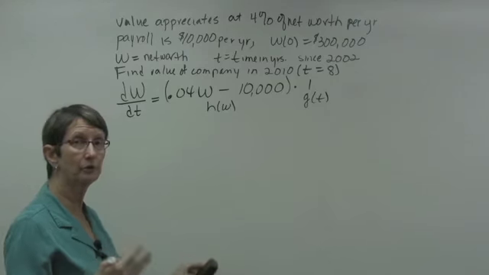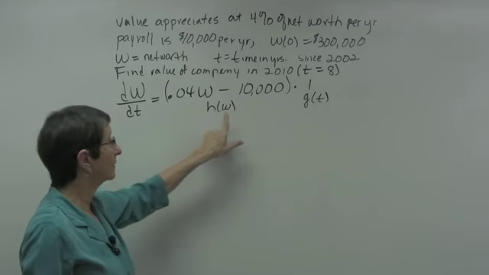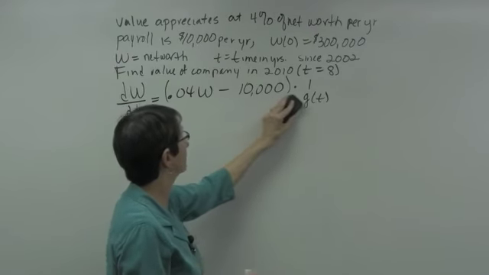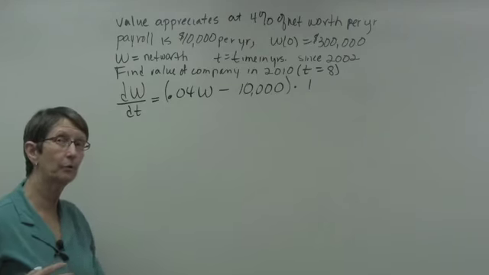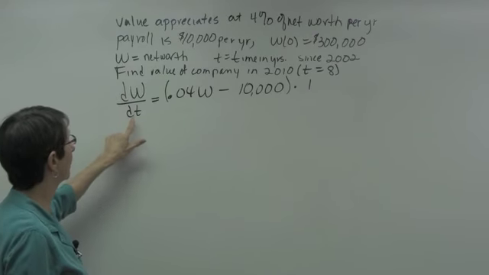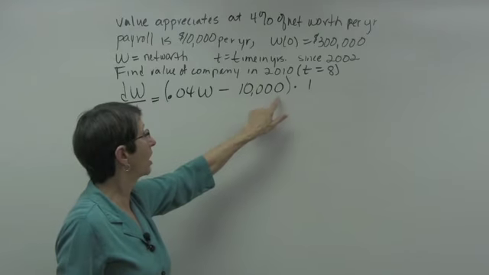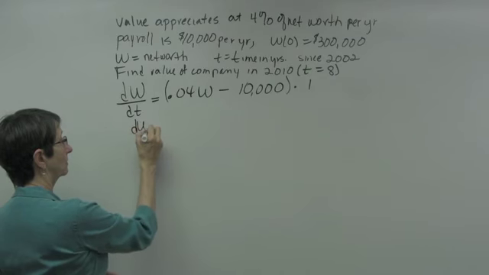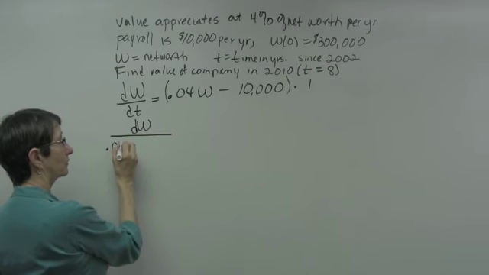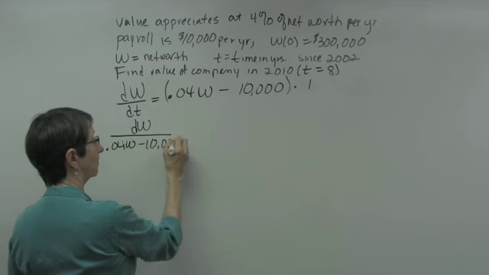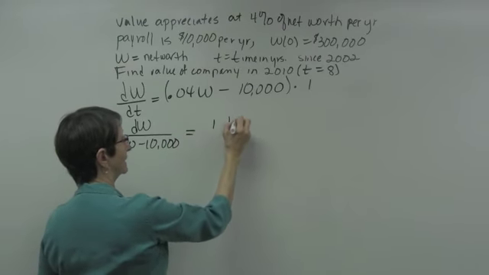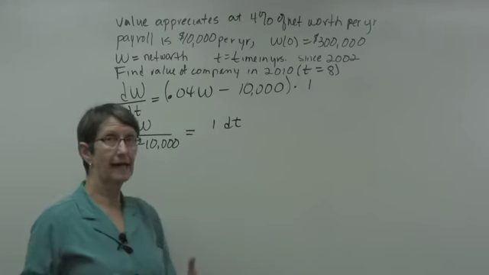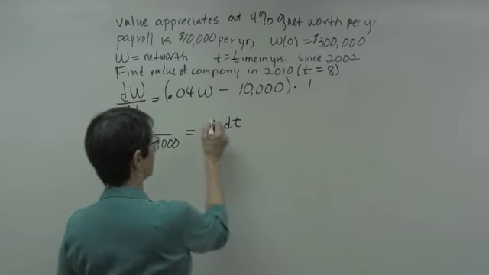Because for a separable differential equation, we have to have a function of the function and a function of the variable multiplied. So if I write it like this, I can separate. I can keep the dW here and multiply over by dt, and then all of this will have to move under the dW. So I've got dW over 0.04 W minus 10,000 equal to 1 times dt. Looks very strange, but that's exactly what we have. And the next step is to take the antiderivative.